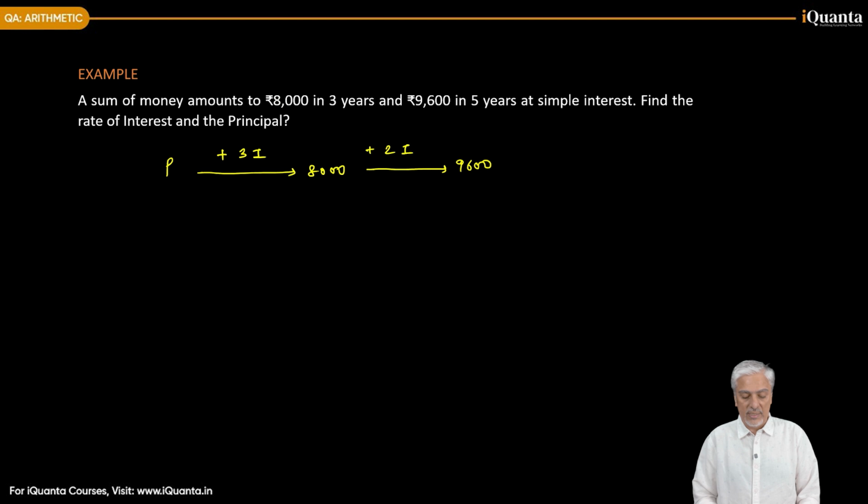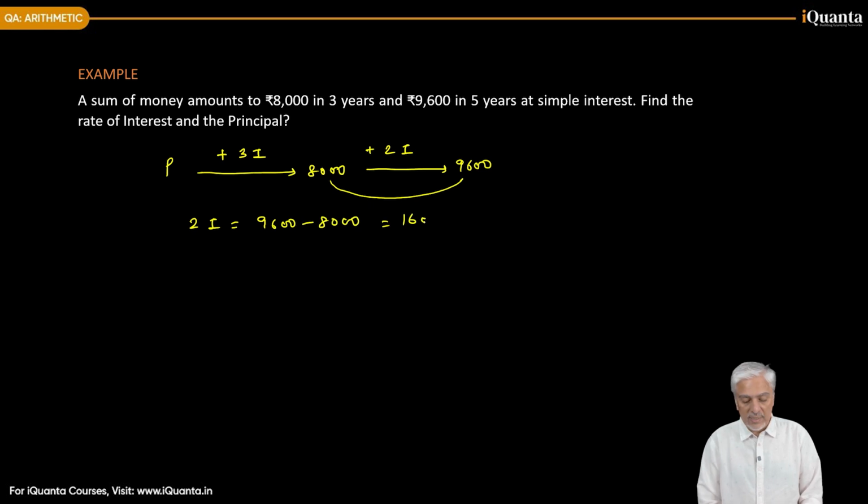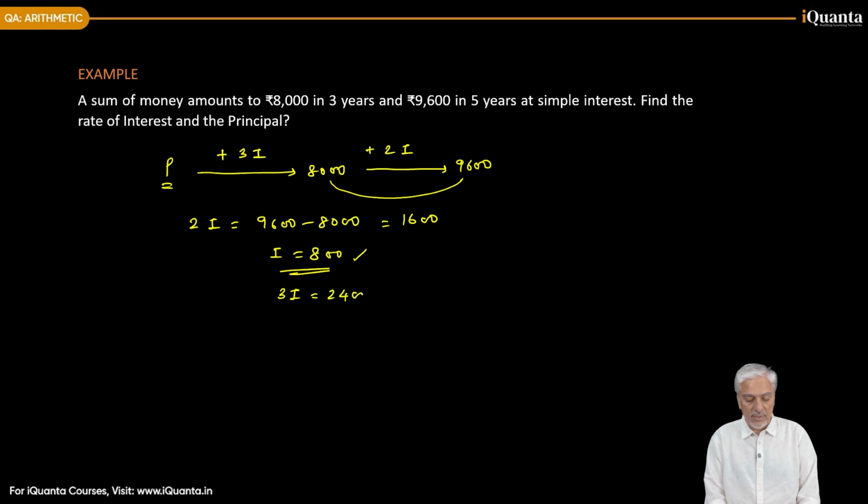So what do you notice? You directly notice these two. You can make out 2I is 9,600 minus 8,000, which is 1,600. So 2I is 1,600, so I is 800. So we directly got the interest for 1 year is 800. And once I got that, everything becomes very simple. Principal plus 3I was 8,000. So 1 year's interest is 800, so 3 years' interest will become 2,400.